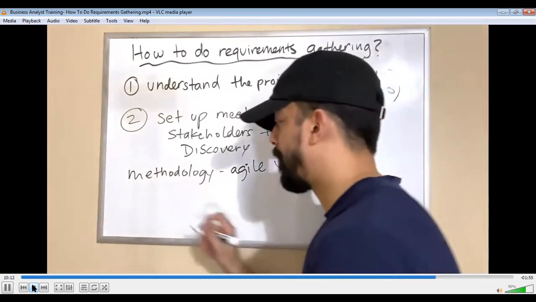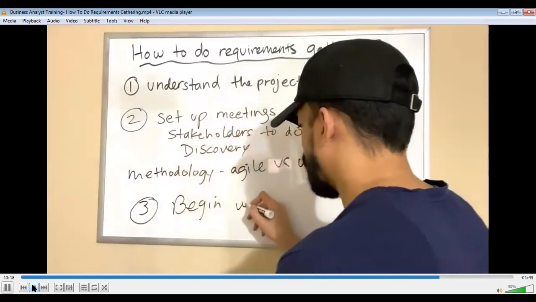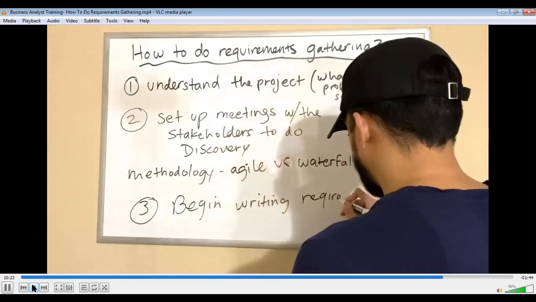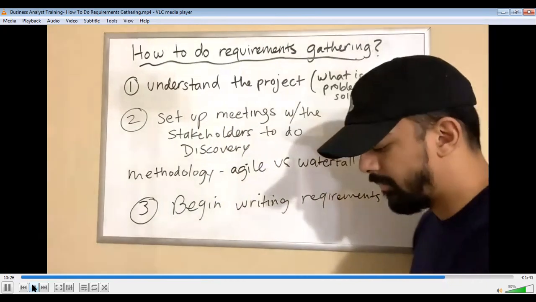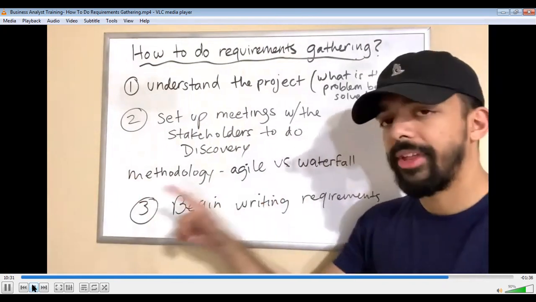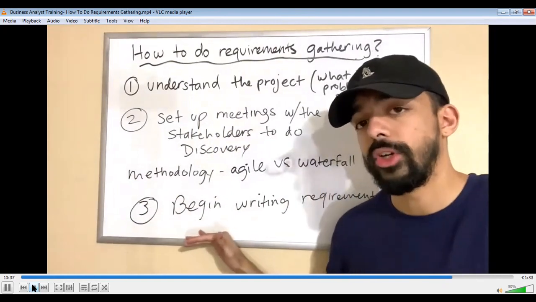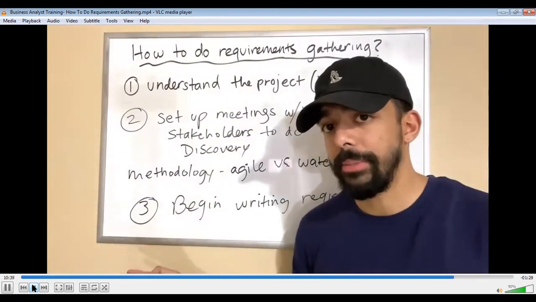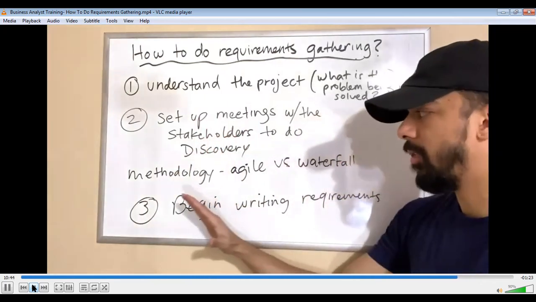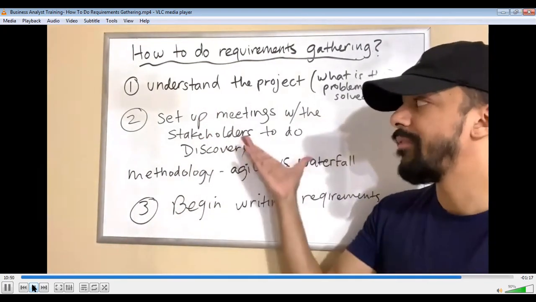And then finally, step number 3 is the obvious step: you are going to begin writing the requirements. So there are different ways to capture it. Again, it depends on methodology. If you go by Agile methodology, you're going to do user stories. If you go by waterfall methodology, you'll do something called a BRD, a business requirements document. These are different ways to capture the requirements, but for the most part, it depends on methodology. But yeah, you can start writing your requirements once you have done the discovery.